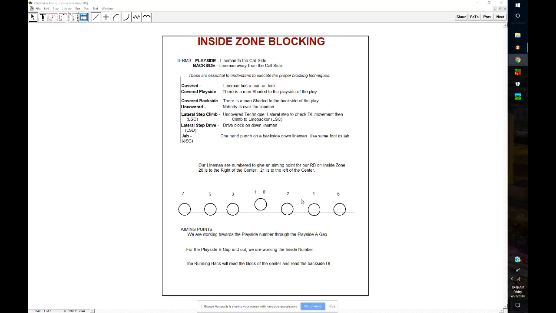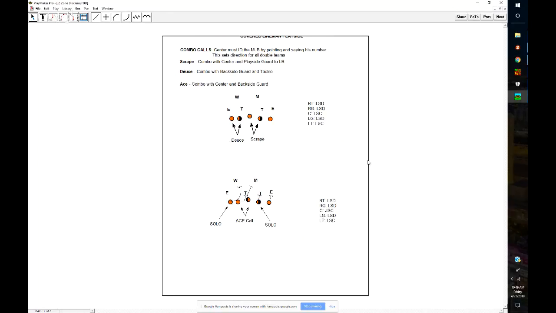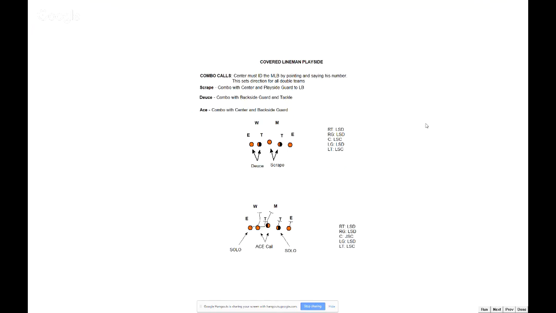Outside the B gap out here, let's just run a Whopper, obviously we're going to be working the inside number or just a drive. And again, our running back has to make everybody correct. So we're going to have some combo calls. If you're a covered lineman play side, how we're going to do this.